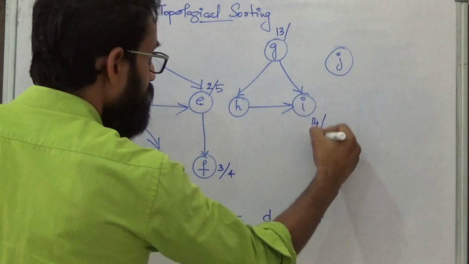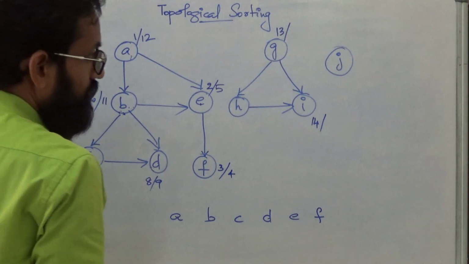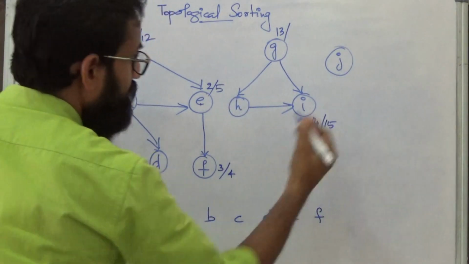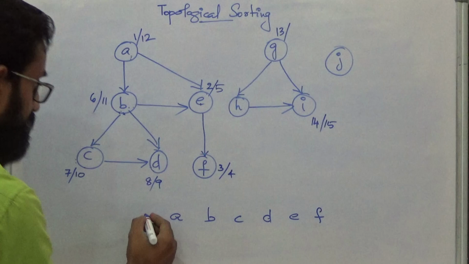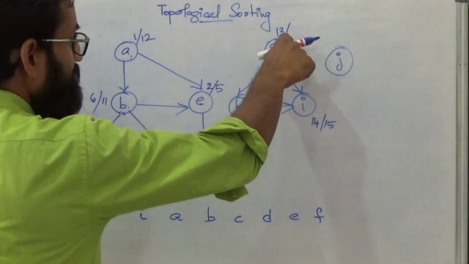So at time t equal to 14 you are going to I. Now from I you are not having alternate movement, so at time t equal to 15 you are finishing I. So whenever you finish it, add it to front of the list. Now backtrack to its predecessor.